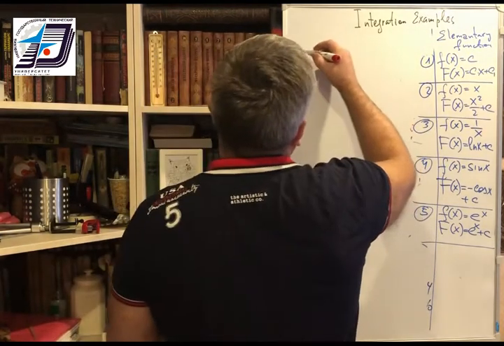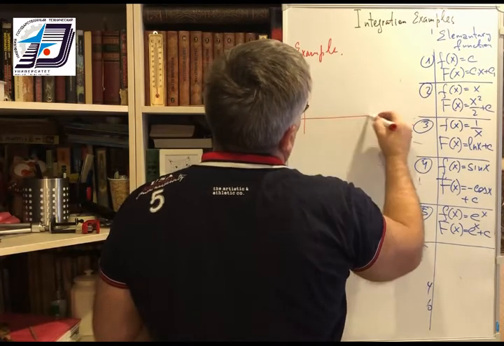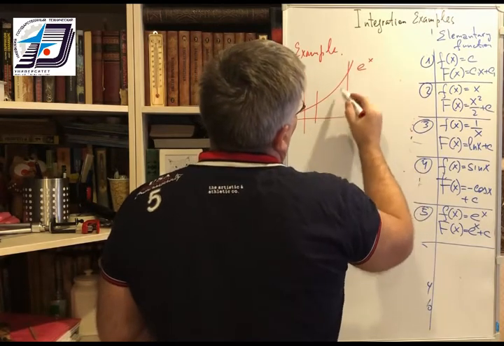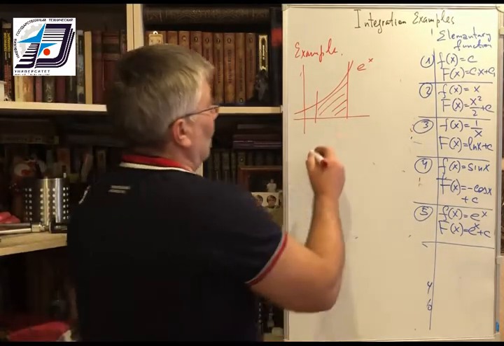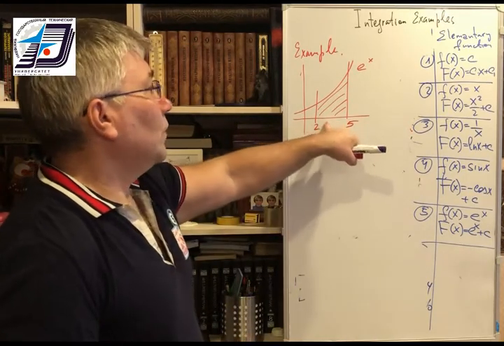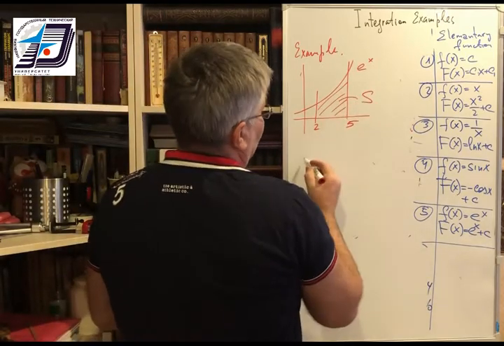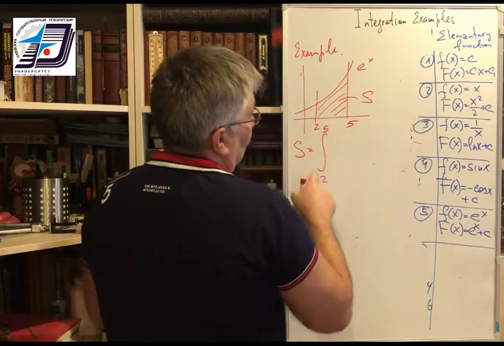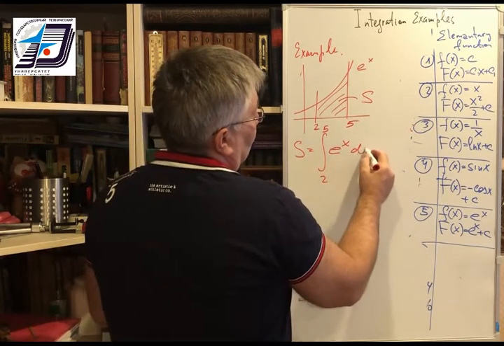For example, I want to calculate this. This is the e raised to power x function. The area of this shaded part within the closed interval 2, 5. I want to know this area S. So S equals the integration from 2 to 5, instead of a and b here, I put these numbers, of e raised to power x dx.